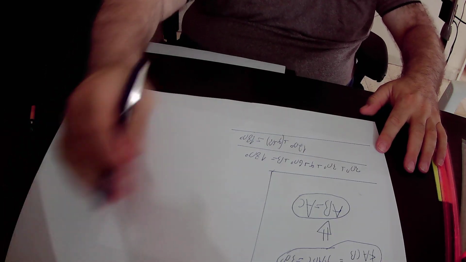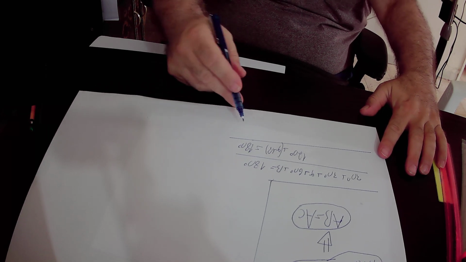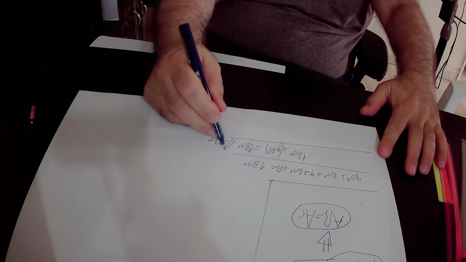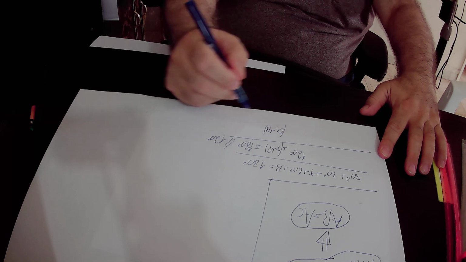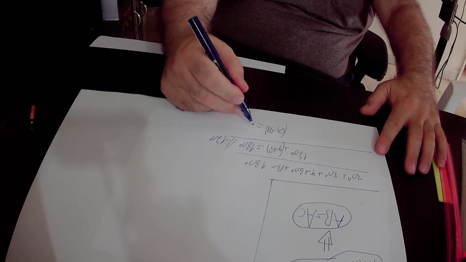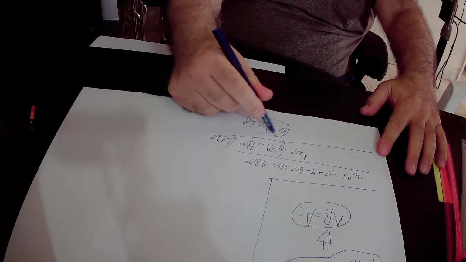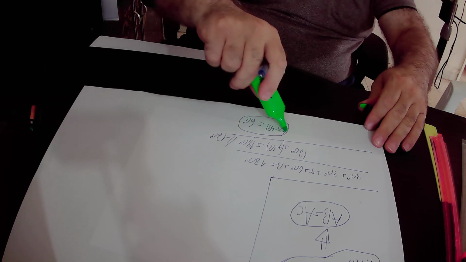Here we subtract 120 degrees from this equation, and we get that alpha plus beta equals 180 degrees minus 120 degrees, which is 60 degrees. So we found out that alpha plus beta equals 60 degrees.